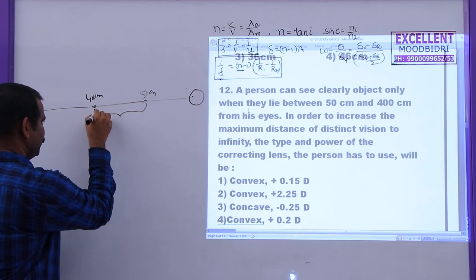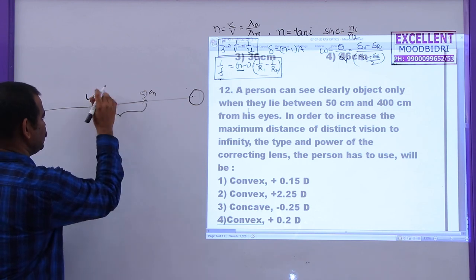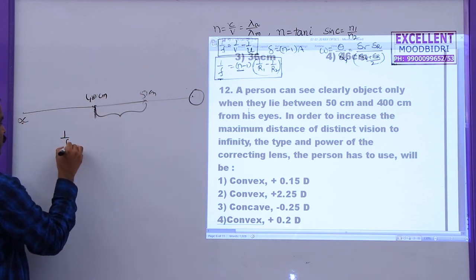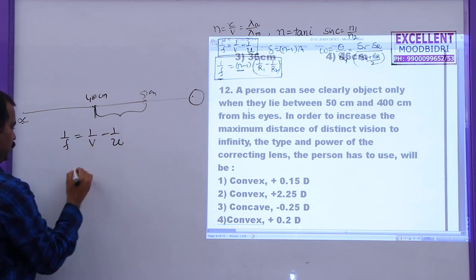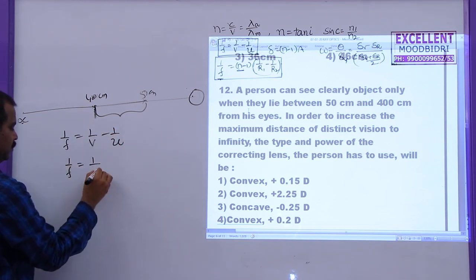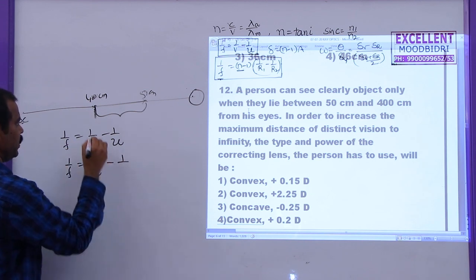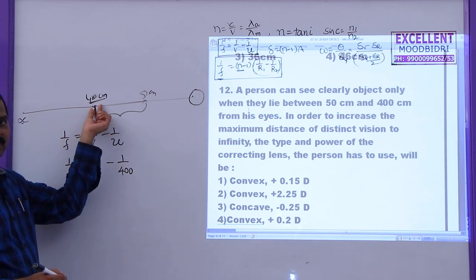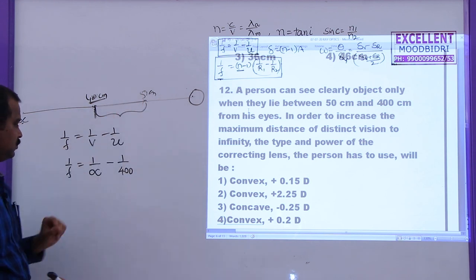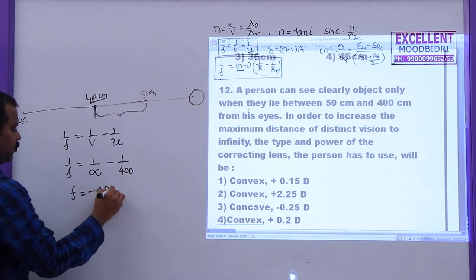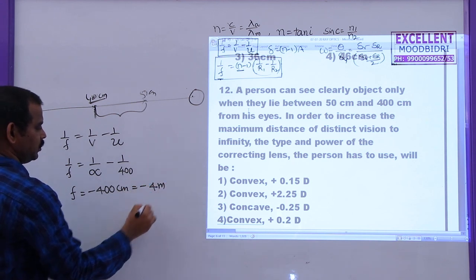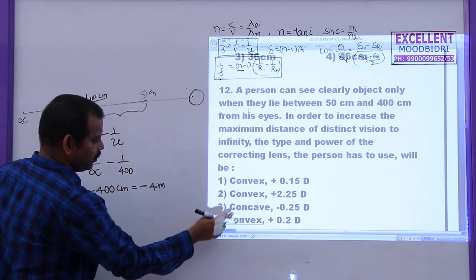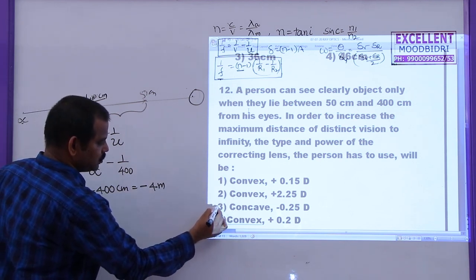So here the object is initially at 400 centimeters, and the image should be formed at infinity. So for a lens we have 1 by f is 1 by v minus 1 by u. So 1 by f is 1 by, this must be infinite distance, minus 1 by, this is at 400 centimeters. That means the object which is actually at 400 centimeters should appear somewhere here after using the lens. Now from this f is equal to minus 400 centimeters or minus 4 meters. So when the focal length is negative, it must be concave. So it is not convex and it must be concave. So option 3 is correct.